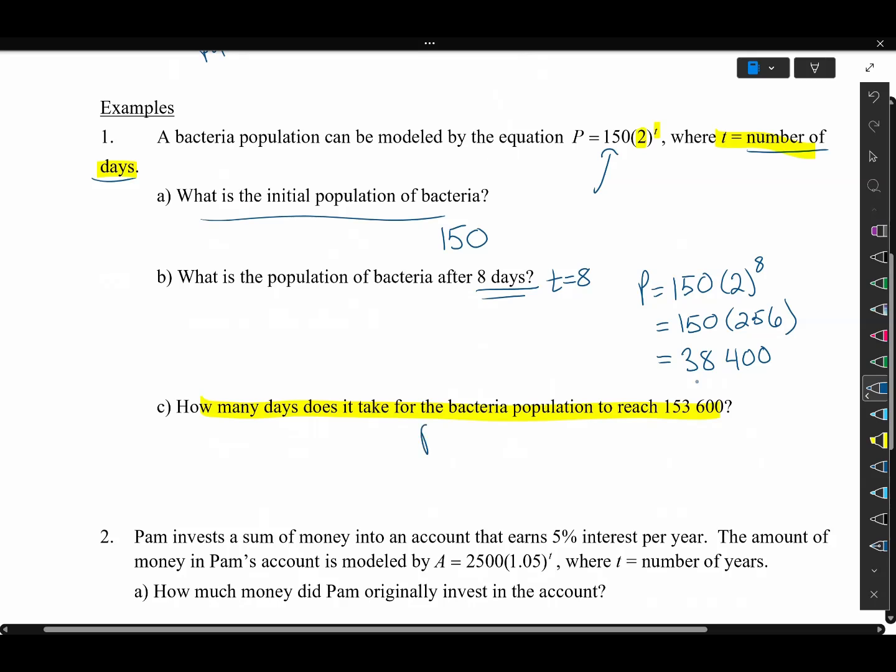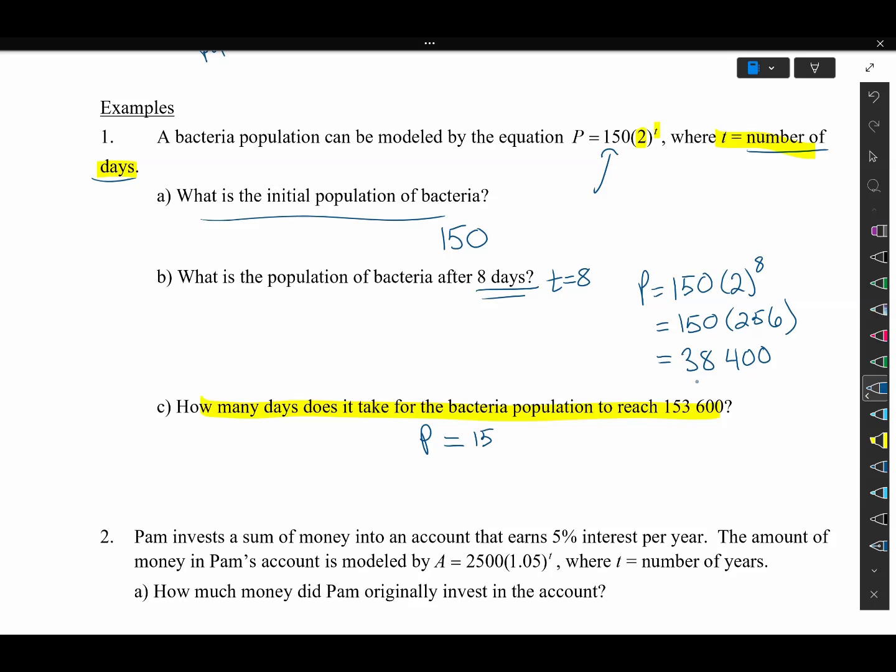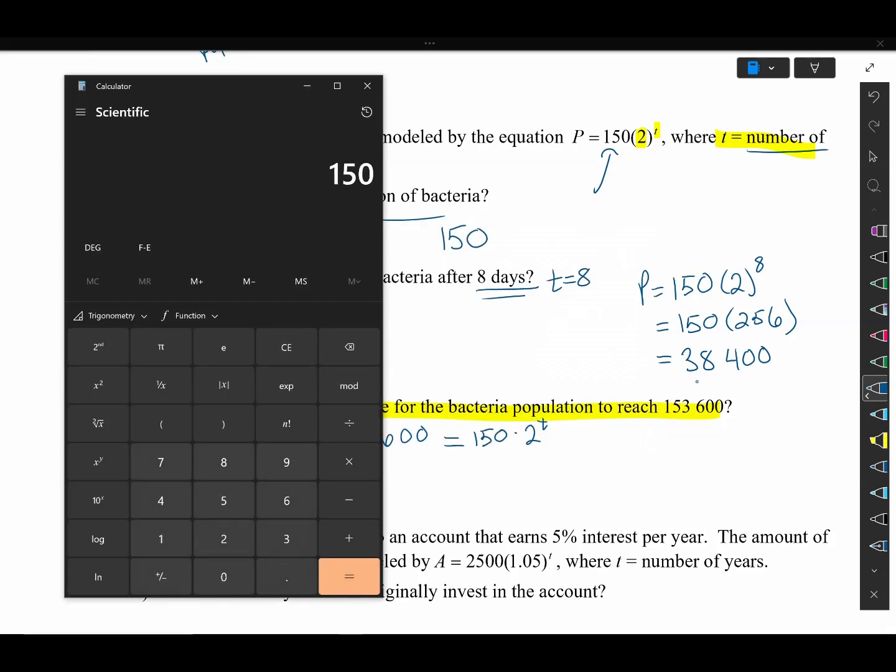Well, luckily that's relatively straightforward to do in a calculator. We're just going to perform some repeated multiplication, right? So we're working with 150 times 2 to the exponent t, except this P we know already that we're looking for is 153,600. So we'll throw this into our calculator. Okay, 150, and then hit your equals button. Then we're going to type in times 2, and hit equals again, and that should be our population after 1 day.